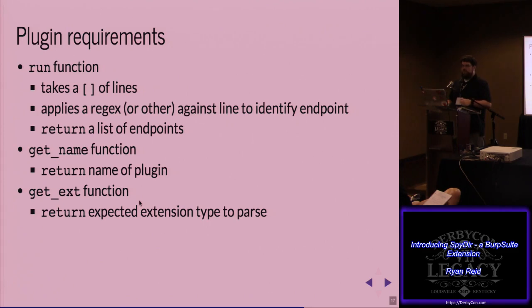A run function, which is going to take a list of file lines, apply that regex, and then identify an endpoint, then pass a list of endpoints back to SpyDir. It's going to have a get name that's just going to return a name, and a get extension that's going to return the expected extension that it'll run against.